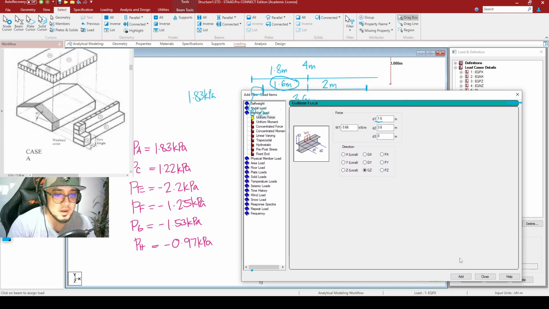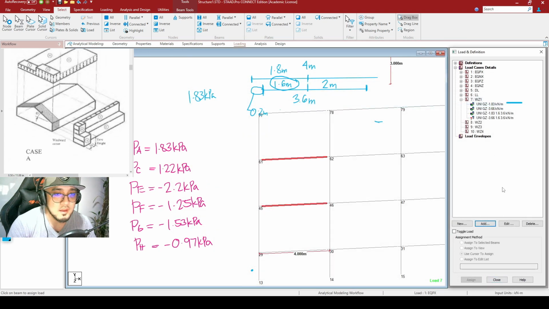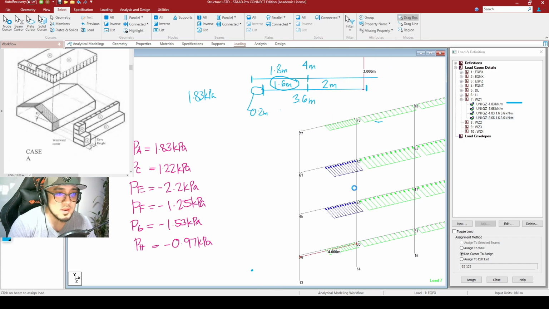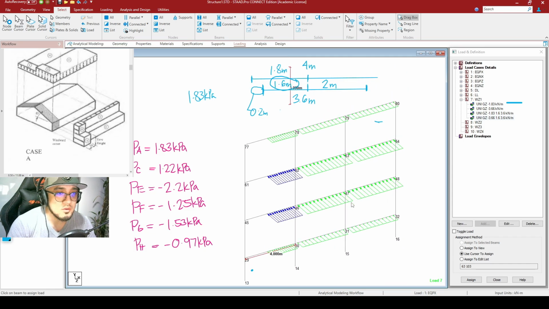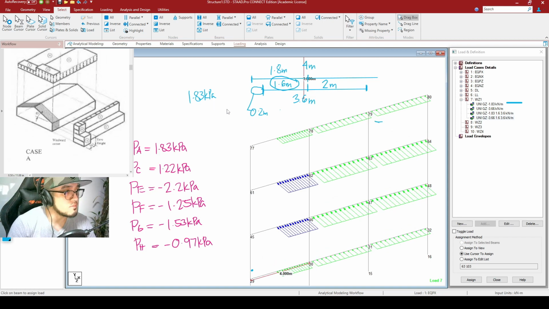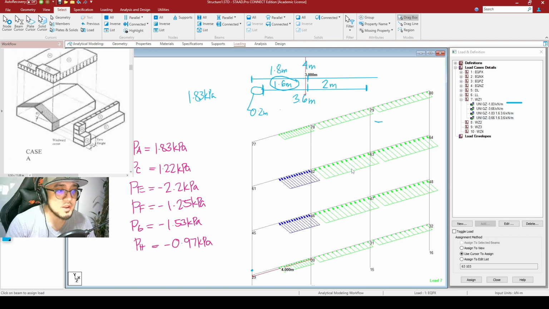So if I would be pressing add here, then I will be assigning it to selected beams. So there, as you can see, we now have the loads for your zone C. So that is for your zone C. So let's solve for the magnitudes for the member loads for your zone A.